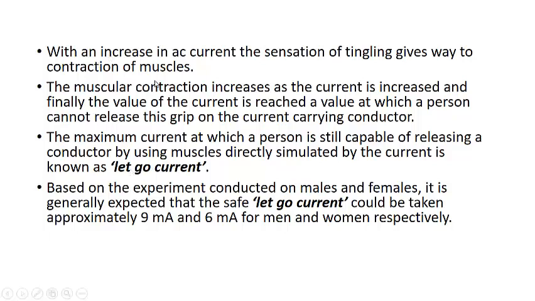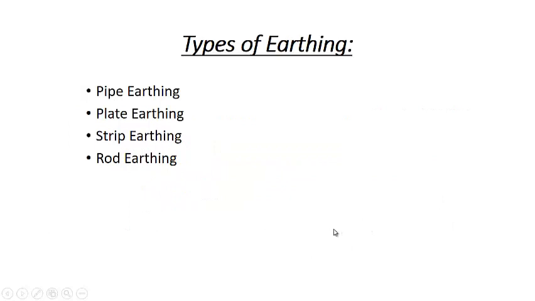And we can consider this let-go current to be the current up to which a person may be safe. Based on experiments conducted on males and females, it is generally expected that the safe let-go current should be taken as approximately 9 milliamperes and 6 milliamperes for men and women respectively. That means 9 milliamperes for men and 6 milliamperes for women.